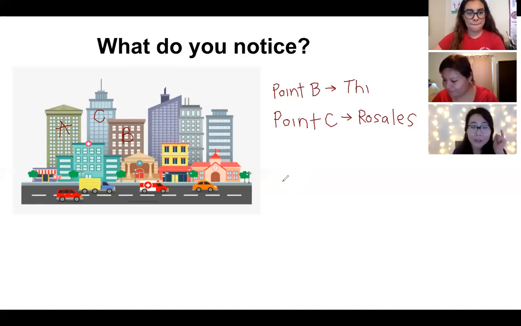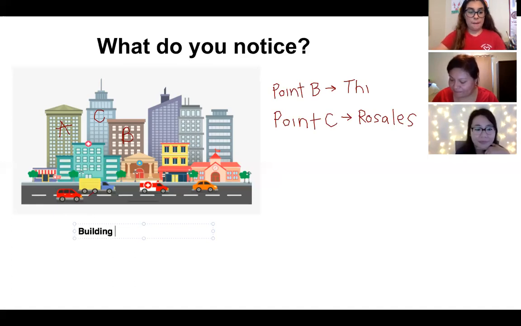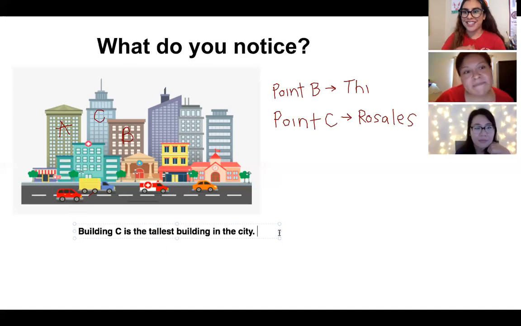Now that I've learned a lot about how we compare building heights, I'm going to use my new knowledge and say that building C is the tallest because of that needle point. It's really, really high up there. Okay, so Miss T is saying that building C is the tallest building in the city. All right. Miss Rosales, do you agree with Miss T, or do you have a different idea?